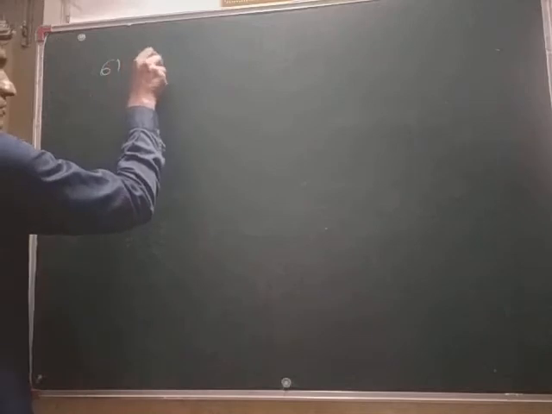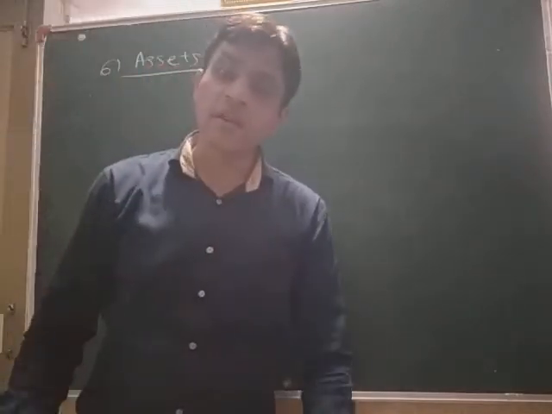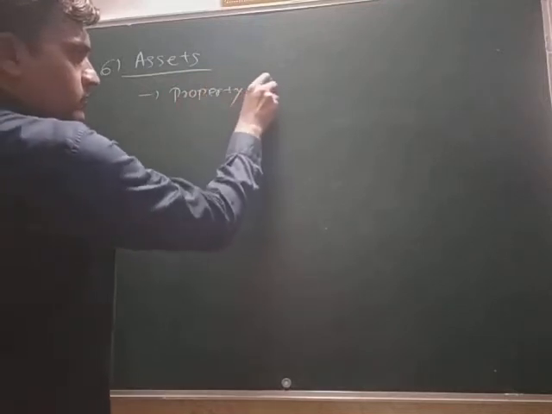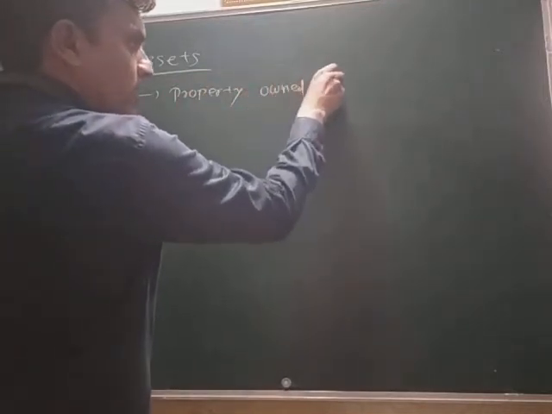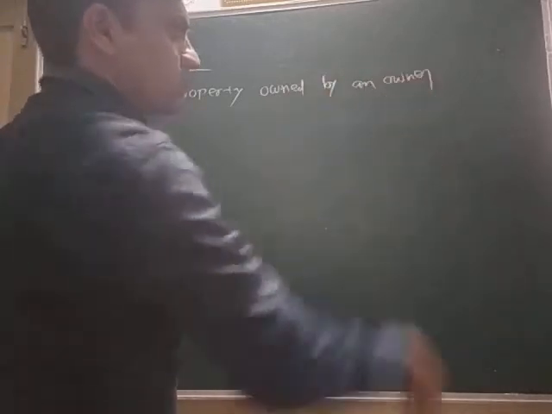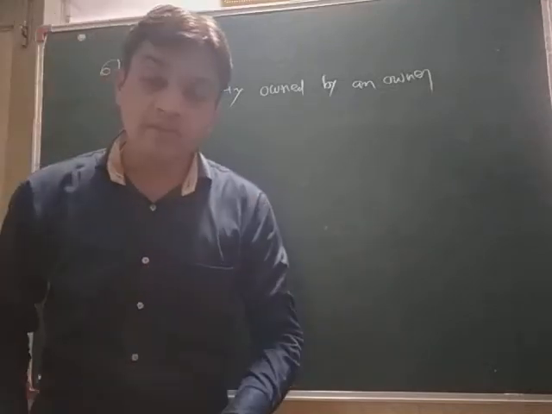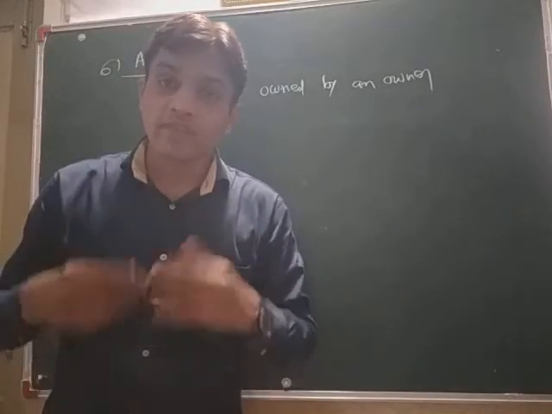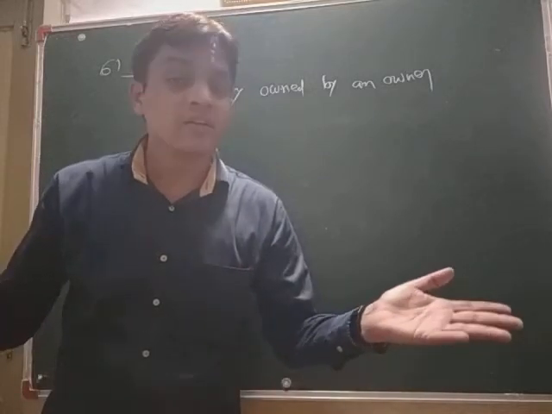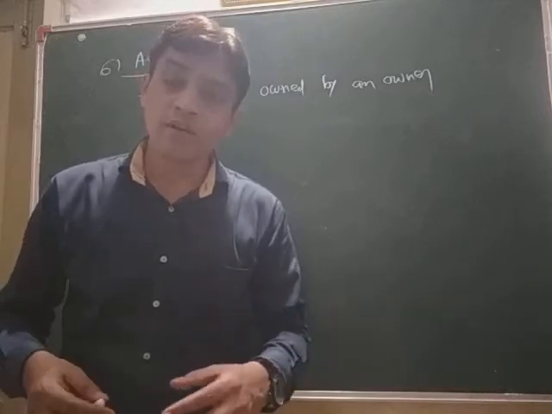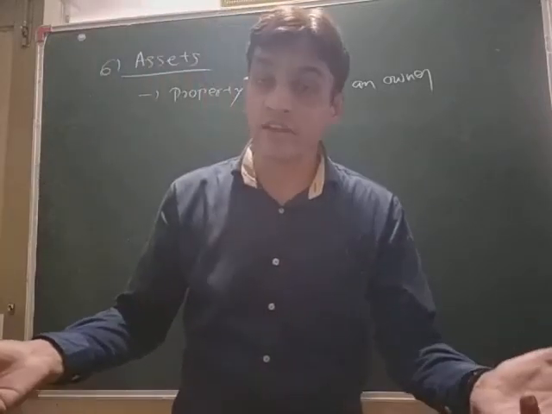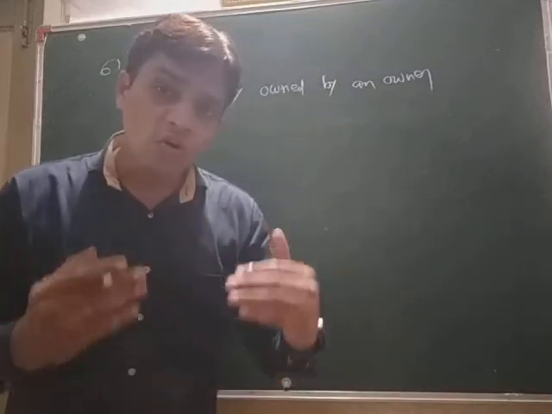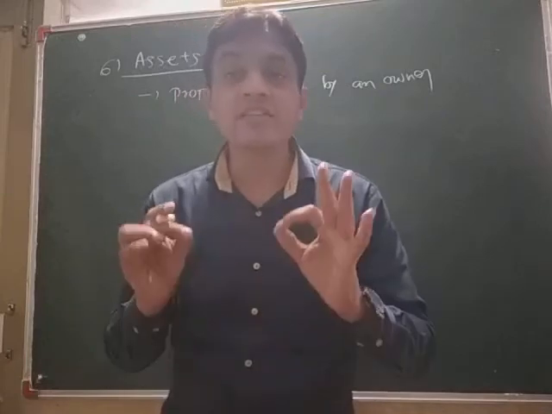Number 6, assets. Now what is assets? It is property owned by an owner. जो प्रॉपर्टी होती है बिजनेस की, which is owned by the owner, then in that case it is called asset of the business. हमारी खुद की मालिकी है भाई, हमारा बिजनेस है, हमारी खुद की मालिकी है जिसपे, that is our asset. For example, if we have furniture in our business, then furniture is our asset. Suppose we have a computer in our business, then computer is our asset. So all these things which are owned by the owner are called assets of the business.